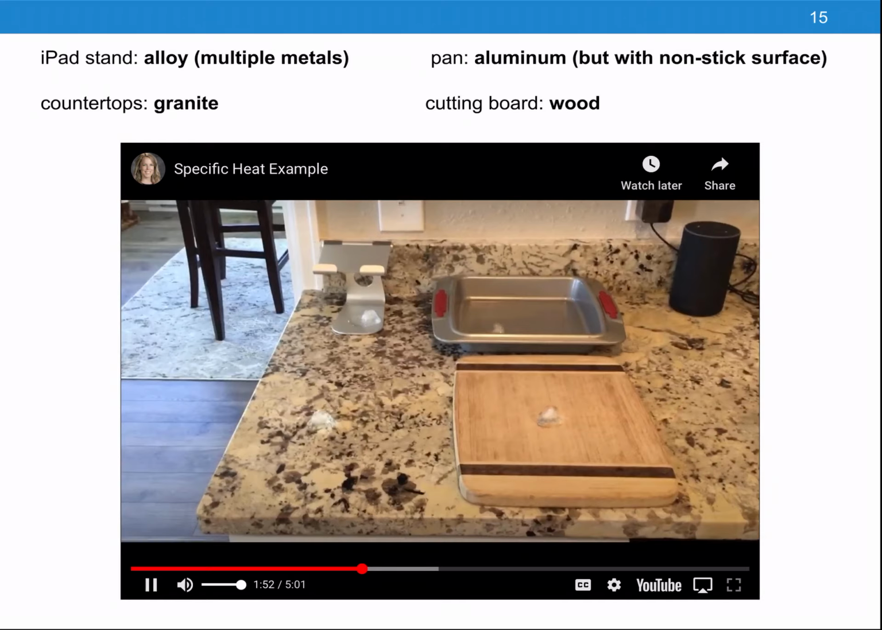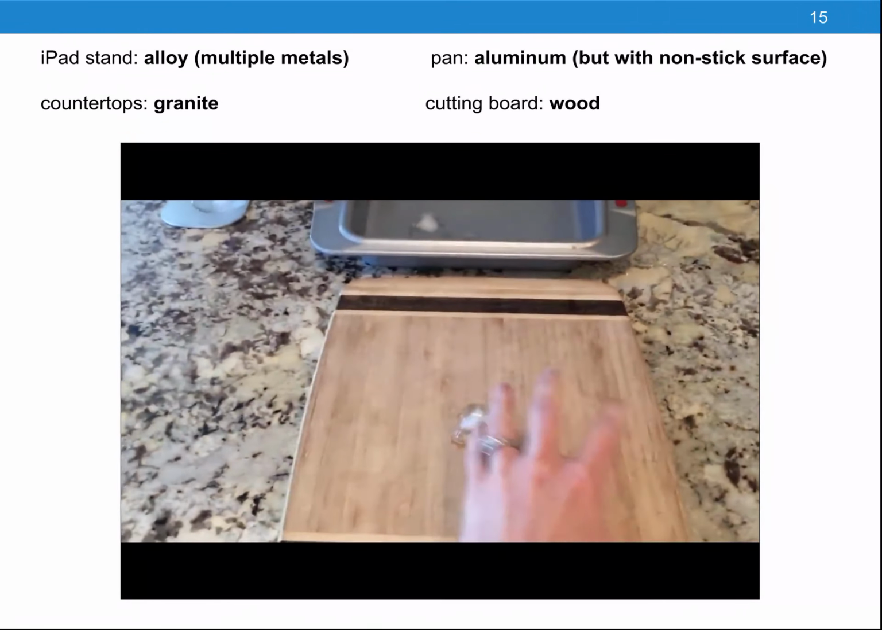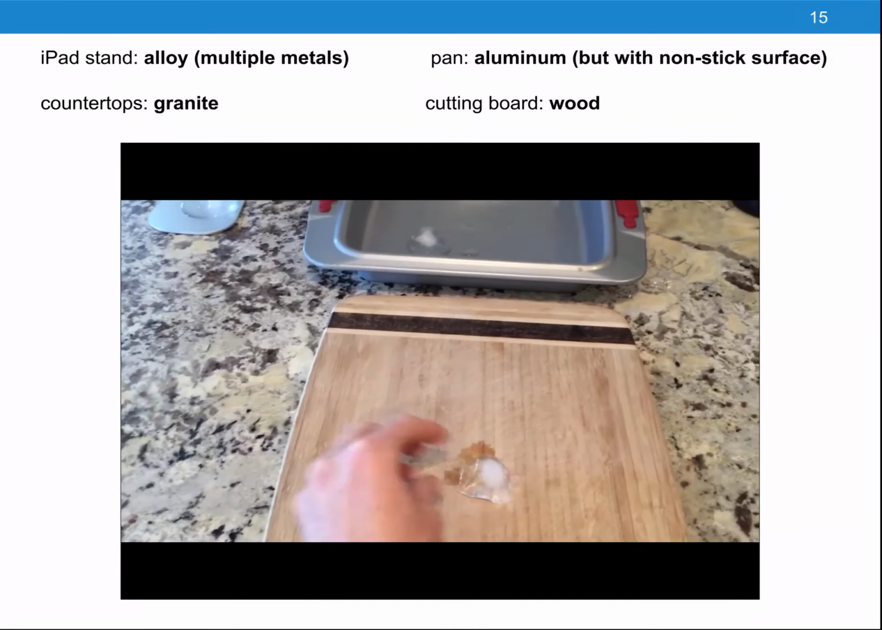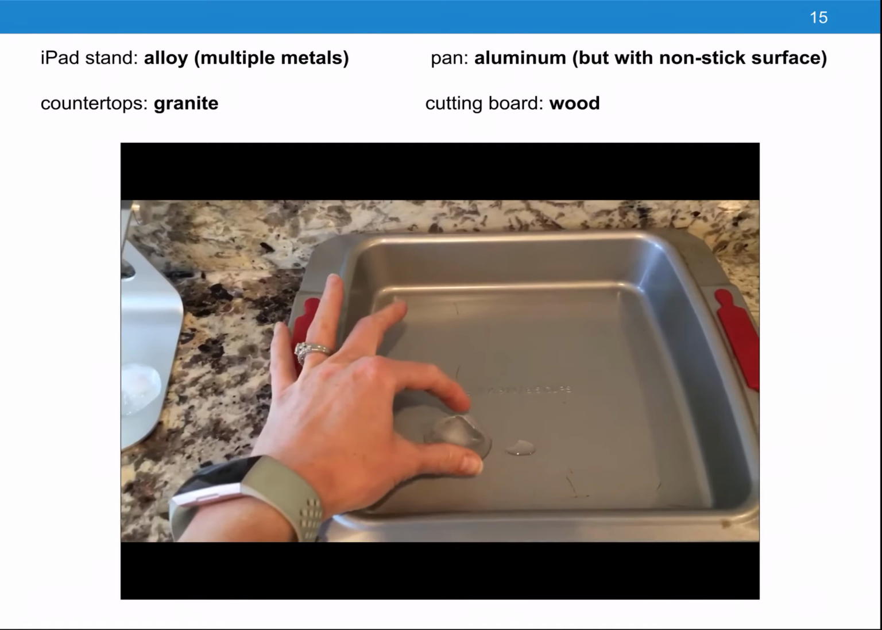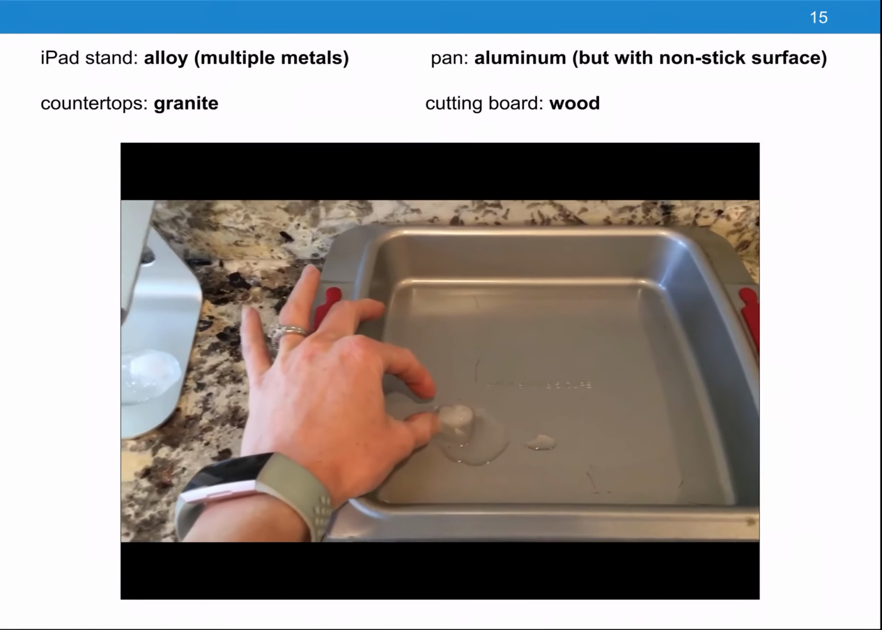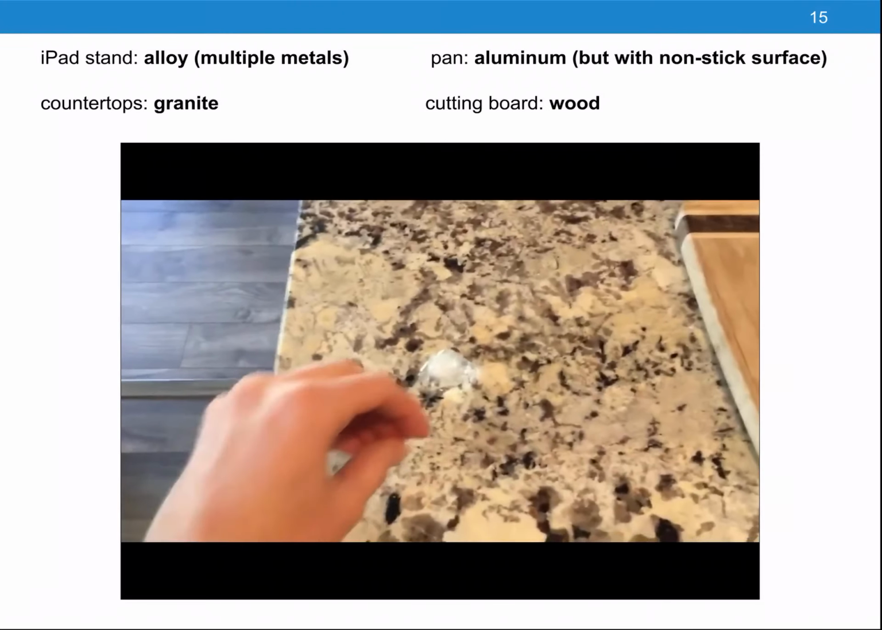All right, now 1 minute has passed. Let's check on our ice cubes again. Here is our cutting board. A little bit of dampness under that. We have, my hand looks enormous doing this. Okay, got a little puddle there, but most of the ice cube is still left.